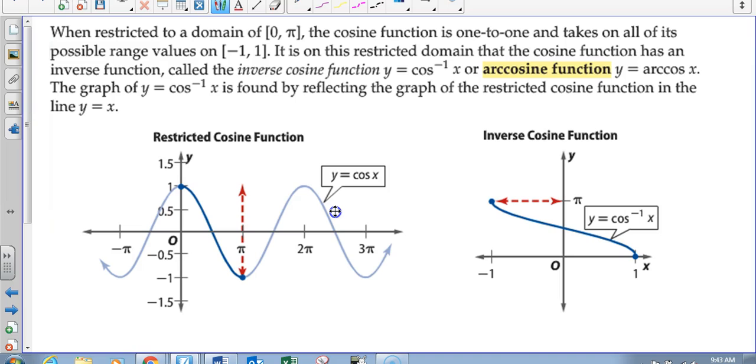And they throw some of that on some of the homework. All right, I'm going to move on to cosine real quick.